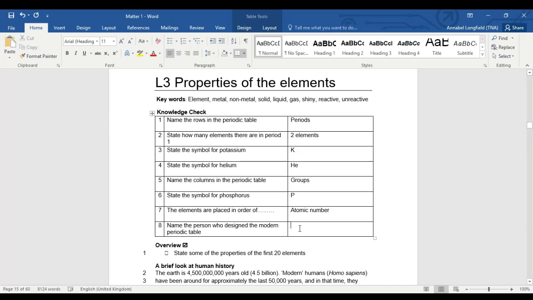And the person who designed the modern periodic table is Dmitri Mendeleev. So as long as you have Mendeleev, because that is the main name that he is known by, but his first name is obviously Dmitri, make sure that you know that name. So Mendeleev is a very important name in terms of the periodic table and its history.